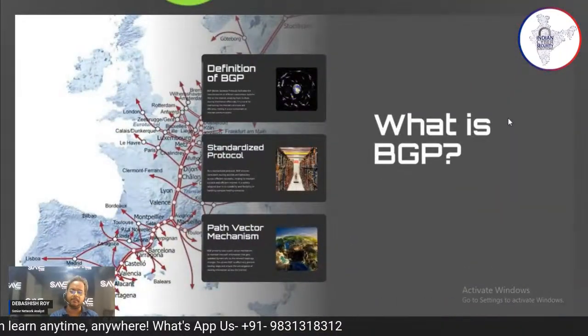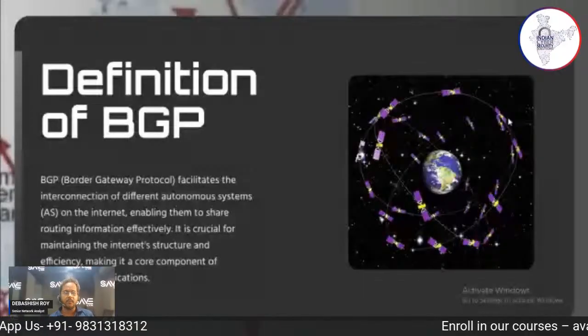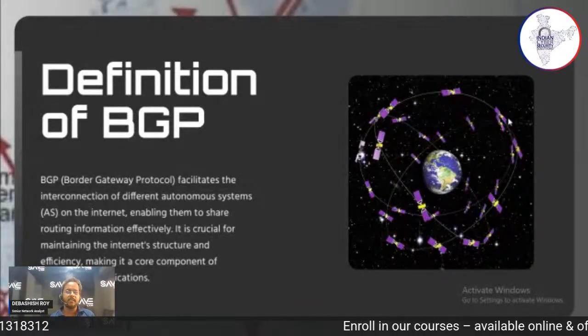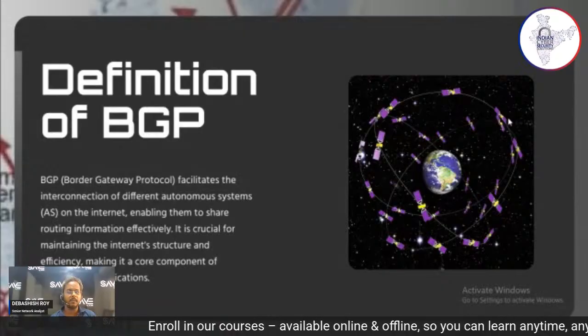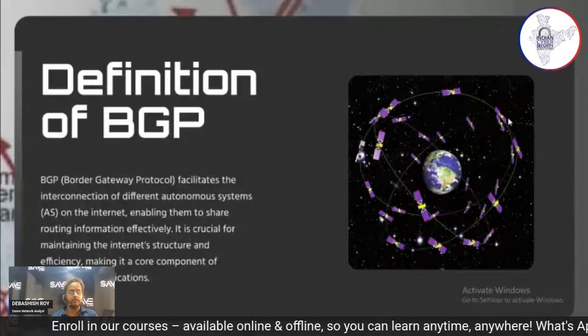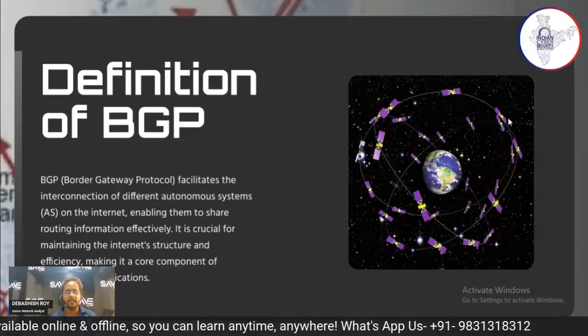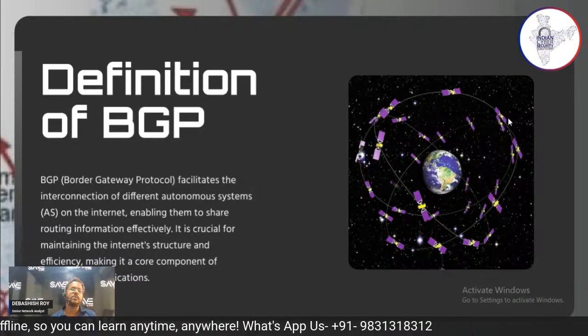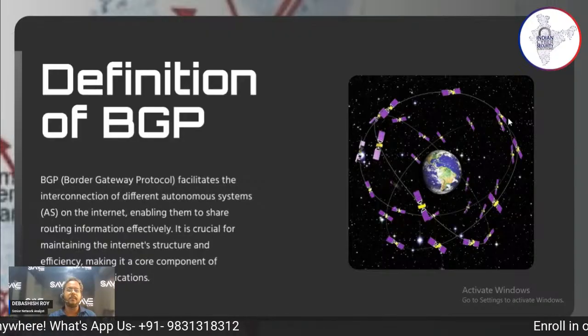Now, what is BGP? BGP facilitates the interconnection of different autonomous systems on the internet. So the internet is divided into different ASes, or autonomous systems. Yes, it is AS in the internal network as well as in the enterprise network, and also in the internet backbone. And it enables them to share routing information effectively. So it is a core component of internet communication.